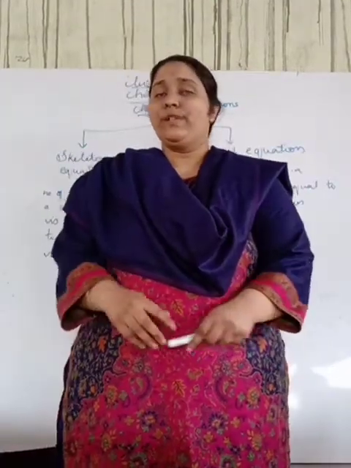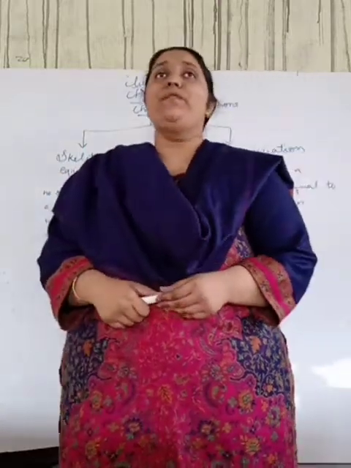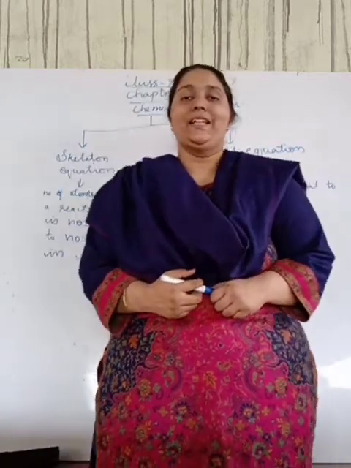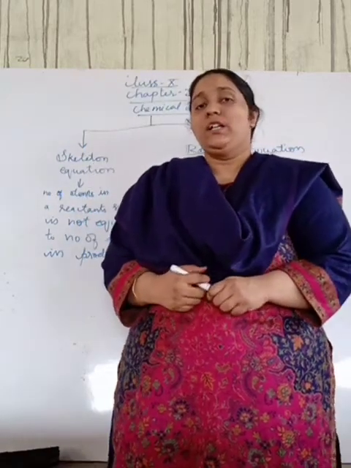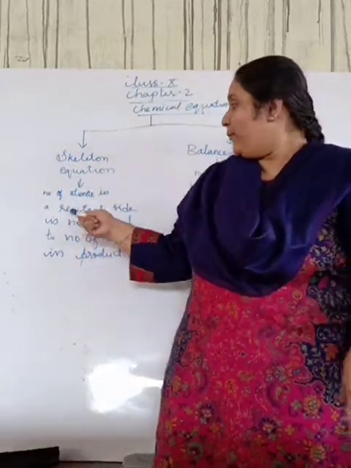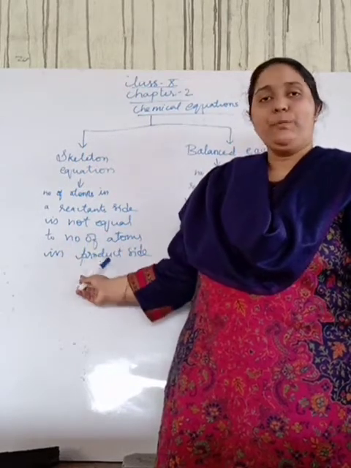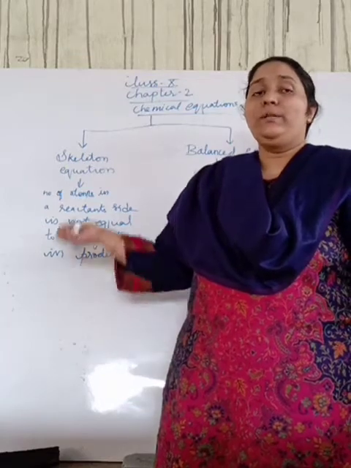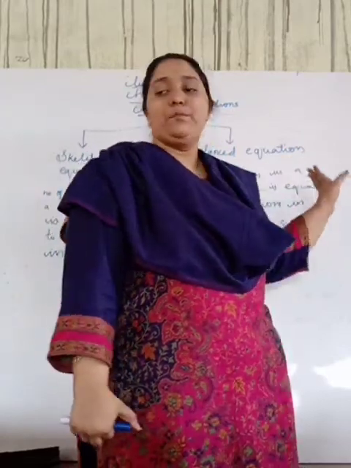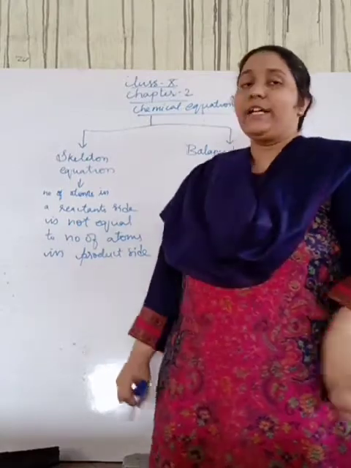Now we'll see, students, what are the different types of chemical equations we have. We have two types of chemical equation. One is the skeletal equation and the other is the balanced equation. Skeletal equation means the number of atoms in the reactant side is not equal to the number of atoms in the product side. Balanced equation means the number of atoms in the reactant side must be equal to the number of atoms in the product side.